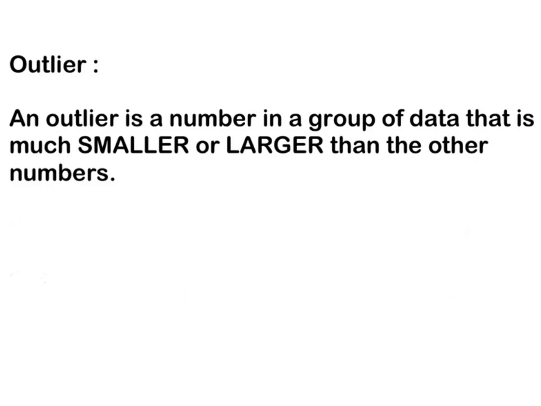Right, let's get back to outliers. I'm not too sure if you've heard it before, but it's really not as complex as it sounds. An outlier is a number in a group of data that is either a lot smaller or a lot larger than the rest of the data. Okay? So let us have a look at some data and identify the outliers.